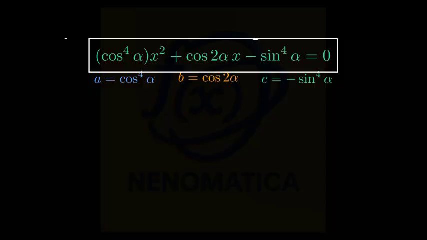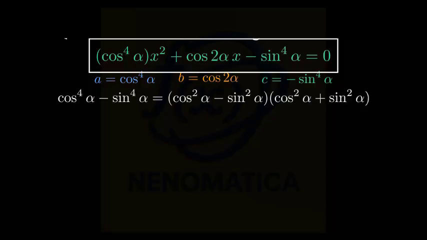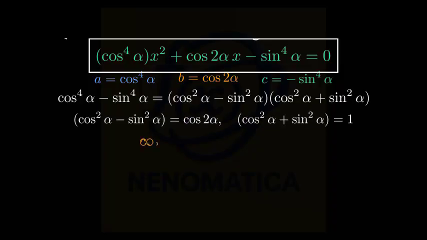To see that clearly, use the identity cosine to the fourth alpha minus sine to the fourth alpha equals cosine 2 alpha. Factor as left parenthesis cosine squared alpha minus sine squared alpha, right parenthesis times left parenthesis cosine squared alpha plus sine squared alpha right parenthesis. That is cos 2 alpha times 1, which indeed equals cos 2 alpha. Therefore, b equals a plus c.